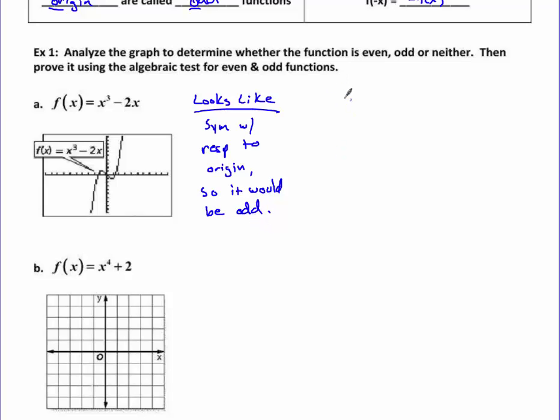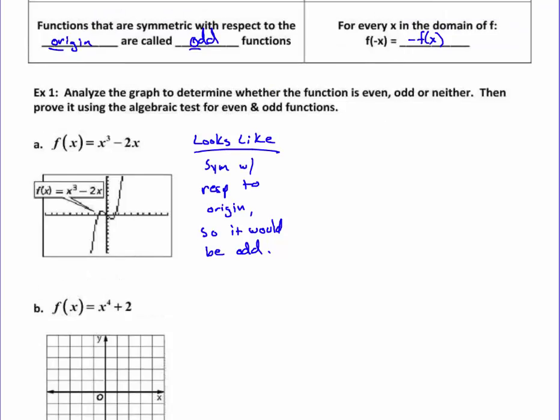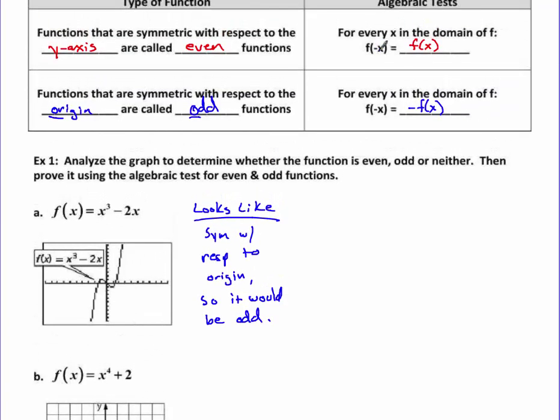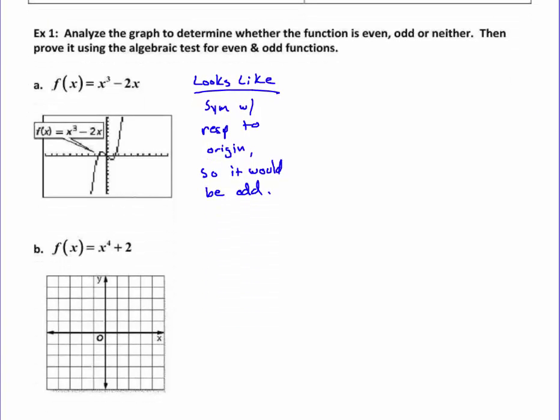And so the way to do that is we need to test it. We're going to test if it's even, odd, or neither. And the good thing about this is they both say to put a negative x into the function. So when you put a negative x in, if you get the original function back, it was even. If you put a negative x in and you get the negative of the original function, then it's odd. And you don't have to do 3 different tests like we were doing.